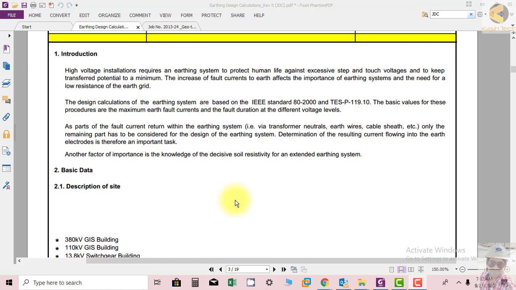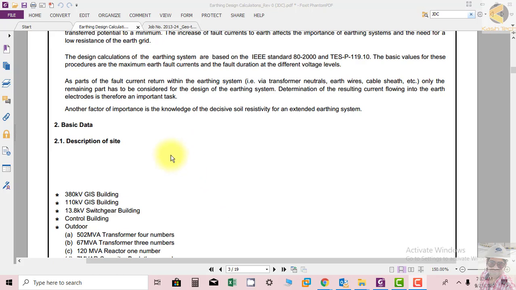one path available for the fault current. So a portion of the short circuit current, although we will design the substation based on the highest level of fault current, but we have to see how much fault current will be flowing through the electrodes of our substation. So we have to see this point of view, and it will be really important. Another factor of importance is the knowledge of decisive soil resistivity for our extended earthing system.